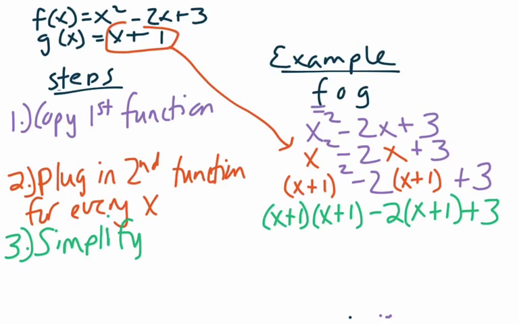You cannot just say x squared plus 1 squared. It would be nice, but it's wrong. So I'm going to FOIL this, so I have x squared plus 1x plus 1x plus 1. And then I'll distribute on the second one, so minus 2x squared minus 2. And then we're just going to combine our like terms.